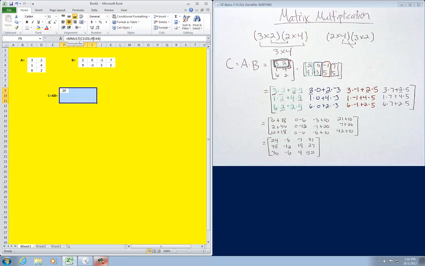Once again, we have our formula already in there, so we'll just do Control Shift Return, and we get our resulting matrix C. And as you notice, all the values are the same, so we did it correctly by hand. And once again, this is how you do it with Excel. And there you go.